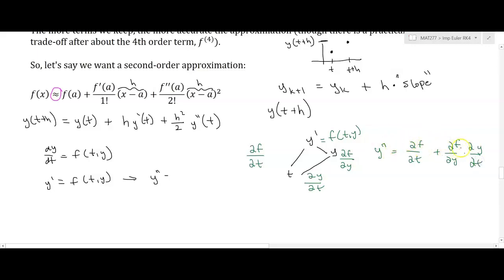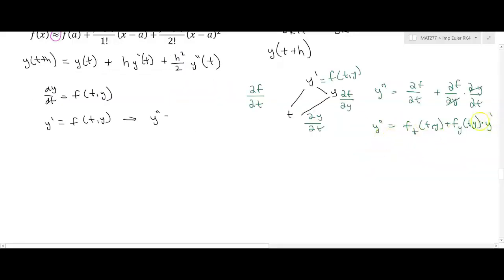And you can see that if you cancel out the dy's here, you end up with df dt plus df dt. What this essentially means is there are two different contributions to how y prime changes. It changes from a change in t as well as from a change in y. And so another way we could write this is y prime prime equals f sub t of t and y plus f sub y of t and y, multiplied by dy dt, which is just y prime. Now even y prime can be written as f of t comma y.